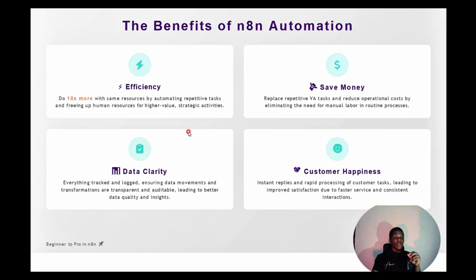The benefits of n8n automation. The first one is efficiency. Do 10x more with the same resources by automating repetitive tasks and freeing up human resources for higher value strategic activities. So if you automate a process or a particular piece of work, you find out that your team becomes more efficient and things start going a lot better.